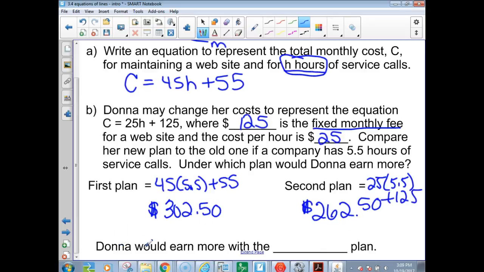It says what Donna would earn more by using. She's the business owner, so she wants to charge that one, right? Okay, so that's what I'm trying to point out. Make sure you read the questions when they're going to be asked, so you know if you're answering it correctly. What I said wasn't good enough. I said which one's better. Well, to who, right? Got to be specific. So Donna would earn more with the first plan.